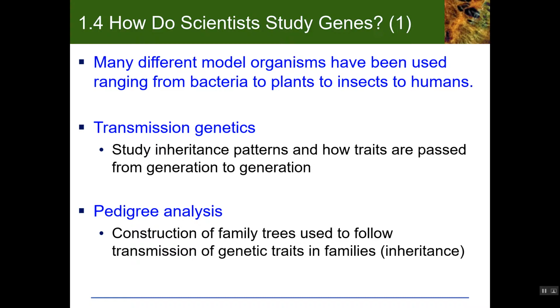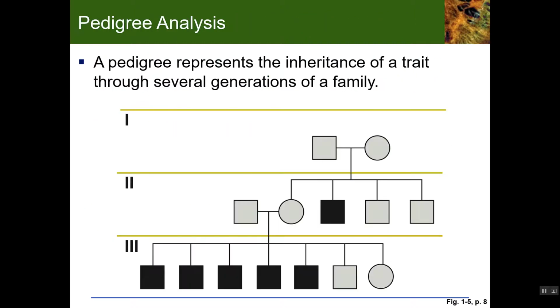When we talk about transmission genetics, we're actually looking at the study of inheritance patterns and how traits are passed from generation to generation. We'll oftentimes do a pedigree analysis, which is a construction of family trees that are used to follow transmission of genetic traits in families and how it's inherited from one generation to the next. A pedigree represents the inheritance of a trait through several generations of a family.